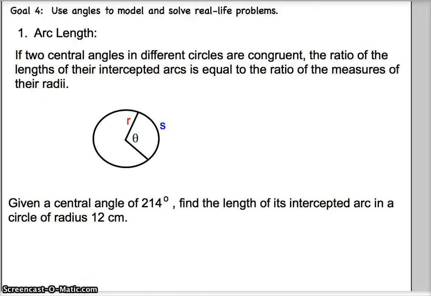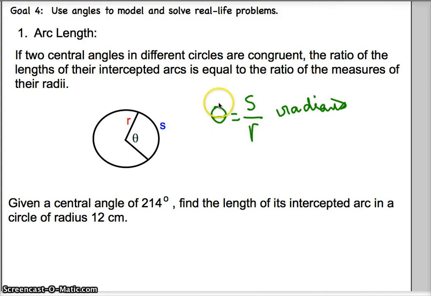Ladies, we're looking at section 4.1, goal 4, use angles to model and solve real-life problems. So in the previous lesson, we talked about the fact that to find an angle measure in radians, given arc length and radius, the angle theta is equal to the arc length s divided by the radius r. And we discussed that this is the definition of a radian. So to calculate the radians of an angle, given arc length and radius, we use s divided by r, and that gives us theta in radians.